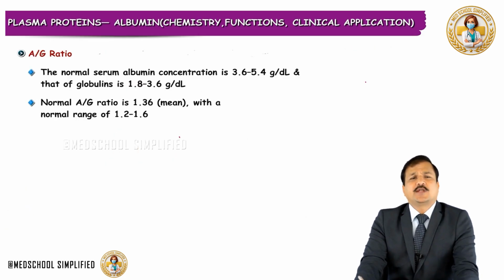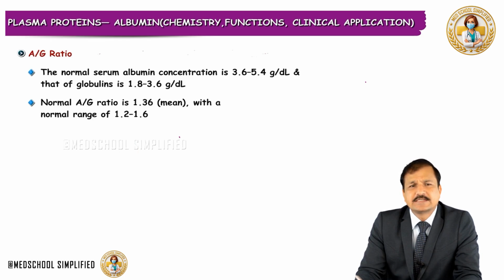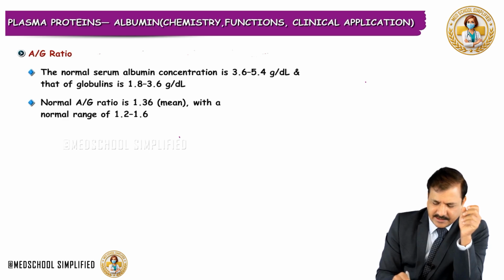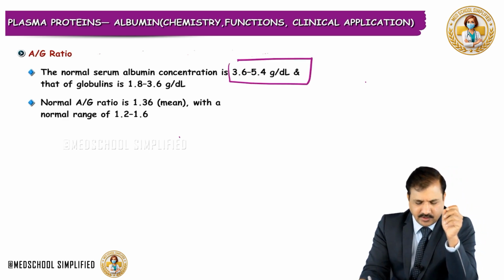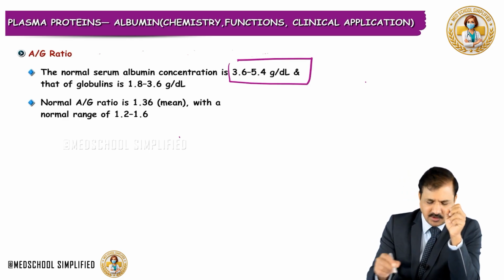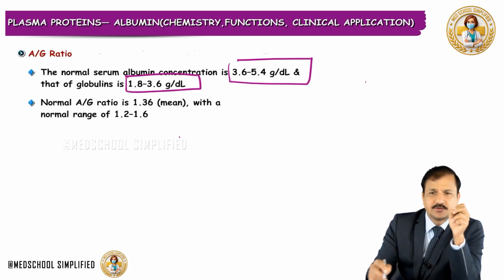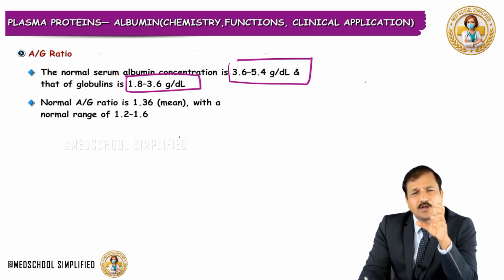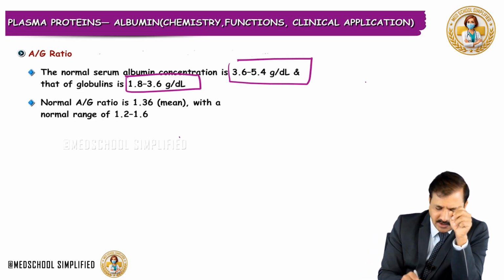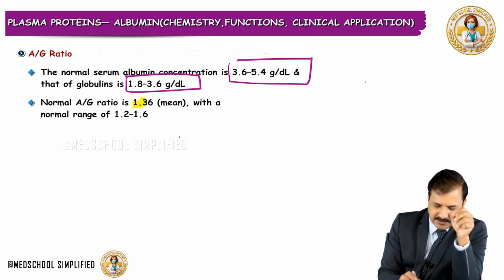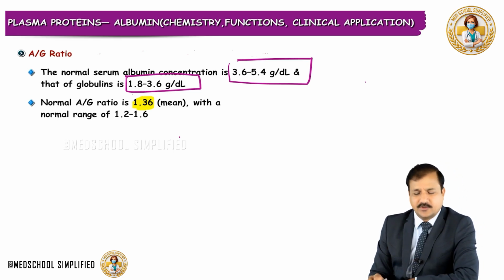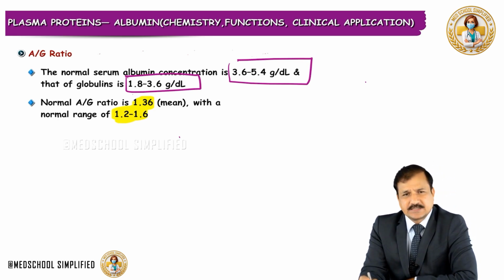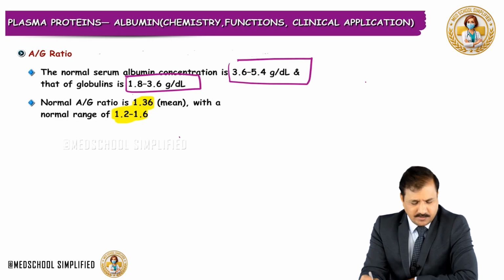Now let me explain what the albumin-globulin ratio, or A/G ratio, is. The normal serum albumin concentration, as we have already seen, is 3.6 to 5.4 grams per deciliter, and for globulin it is 1.8 to 3.6 grams per deciliter. If you take the ratio, the normal albumin-globulin ratio comes to around 1.36 as a mean value, or we can put it as a range between 1.2 to 1.6.